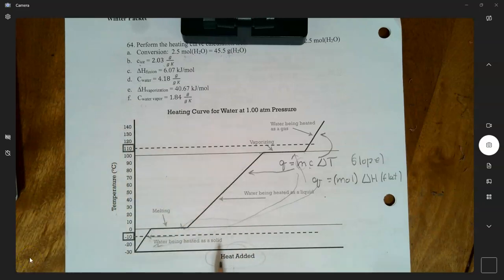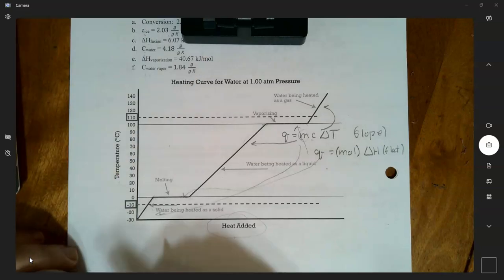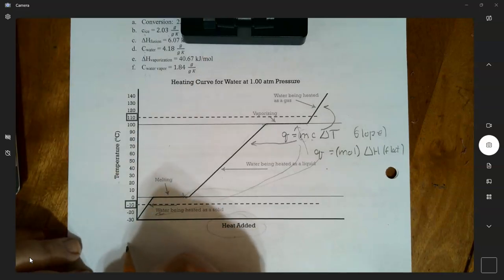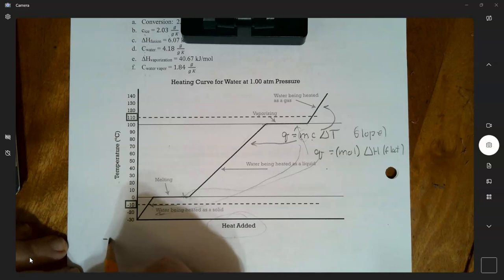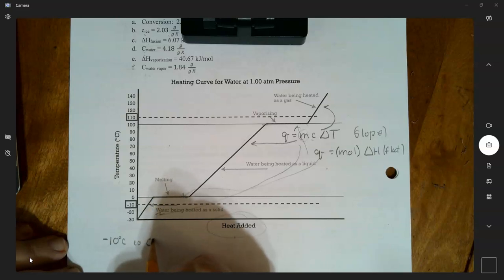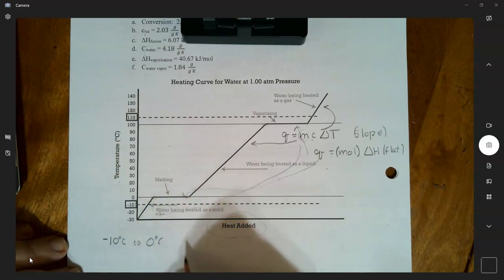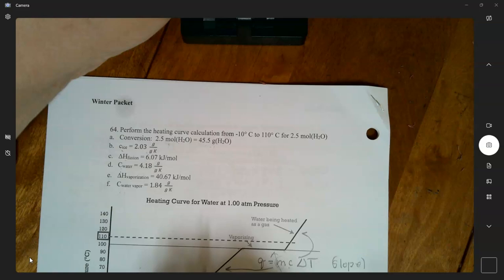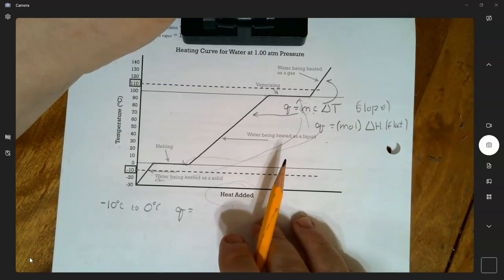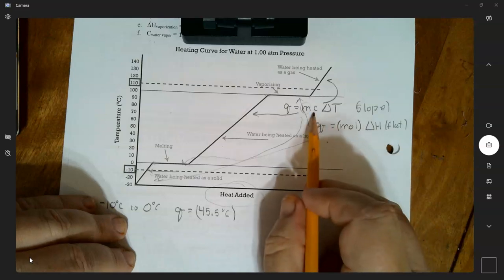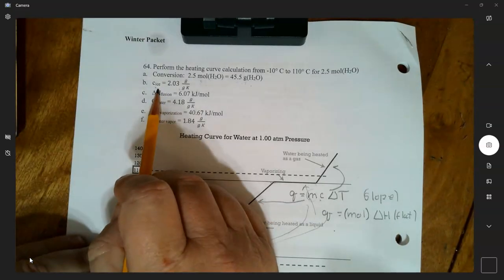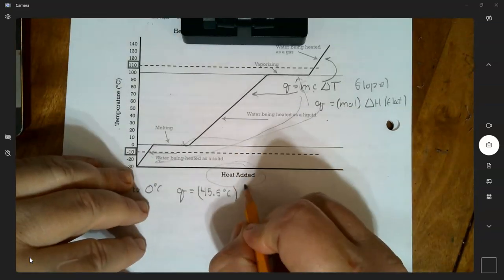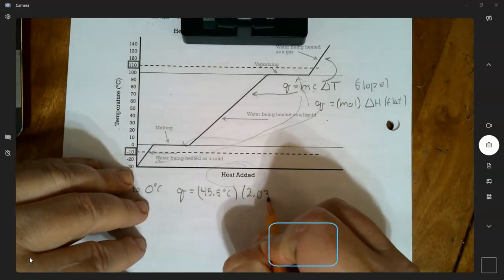All right, so let's go ahead and get started. So we're going to do this lower part right here. I'm going to come down here, and let's label what it is. From -10 degrees to 0 degrees. It's going up in temperature here. Okay, and so it's going to be Q equals the mass, and we have that up here, 45.5. That's always going to be the mass, times specific heat, C, and it's the specific heat for ice, this one right here. Same units though.